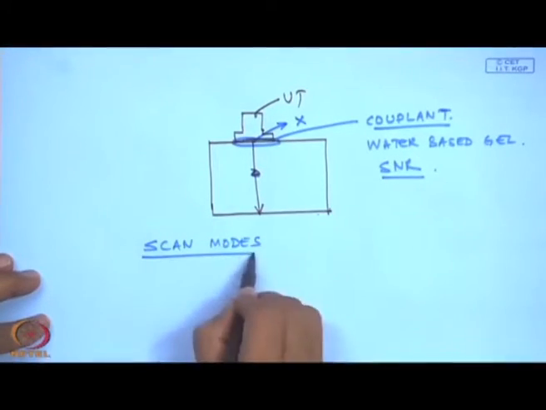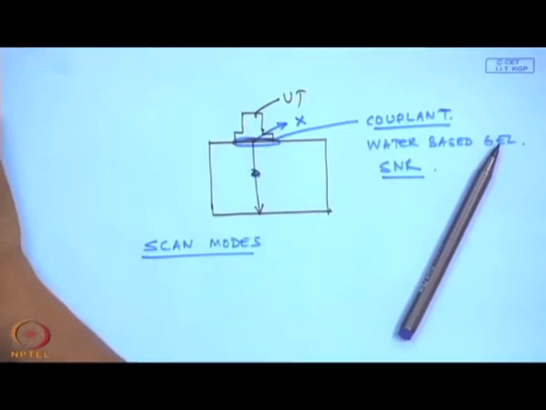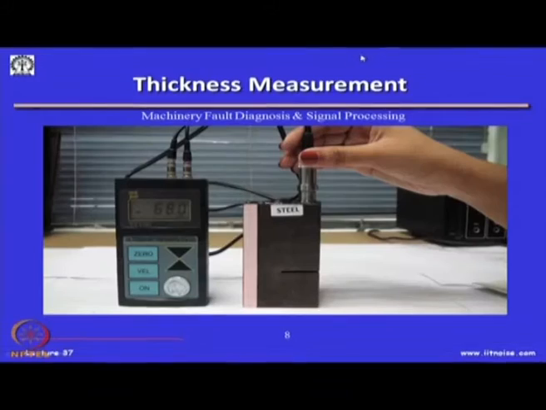We will come to the scan modes pretty soon. So, this is another example wherein an ultrasonic thickness probe is being used in the laboratory to measure the thickness of a material. This is actually a steel block, and if you see here, we have put the centimeter scale, about 1, 2, 3, 4, 5, 6, 7, 8, 9, 10, about 100 centimeters.